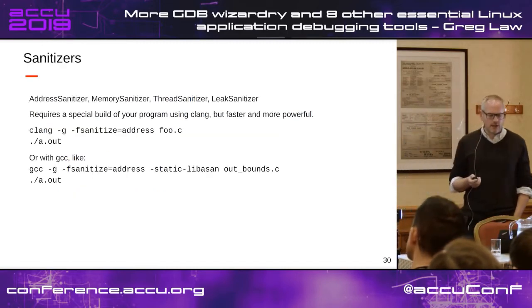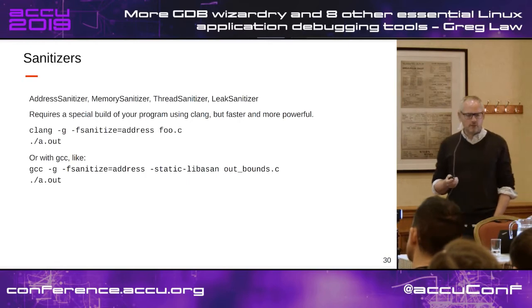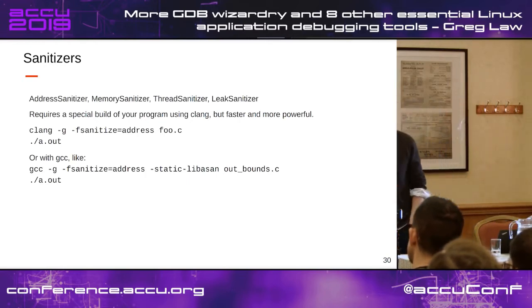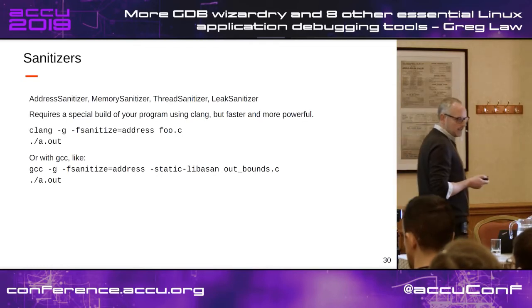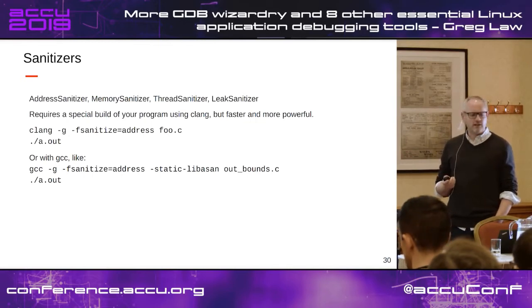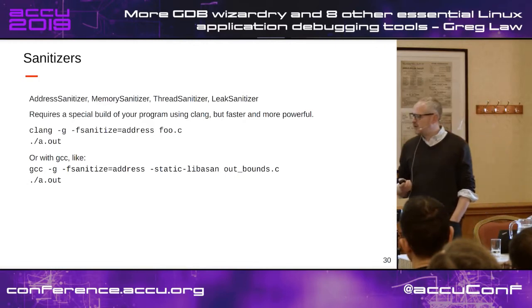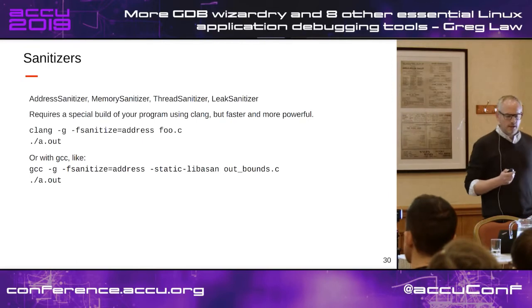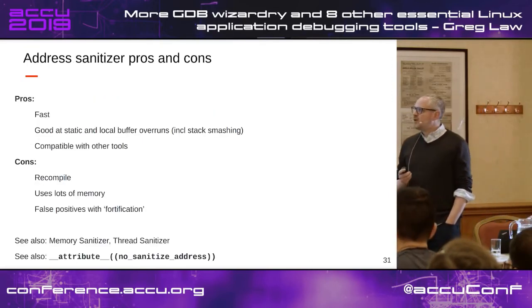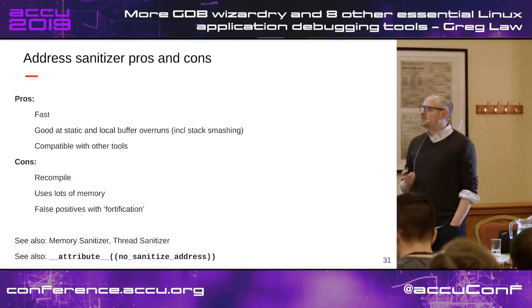Sanitizers, AddressSanitizer being the most well used, I think. Originally came along in Clang, now exists in GCC as well, and works very well. It seems to be the opposite of Valgrind. It seems all the stuff Valgrind is good at, sanitizers aren't, and vice versa. So, well, that's kind of good. I guess it pays your money, it takes your choice. Very fast. It's got good compatibility with other things as well.